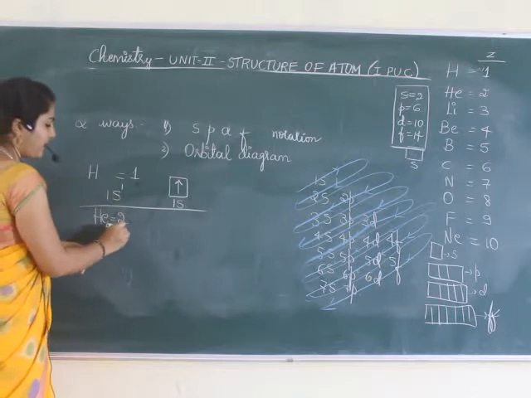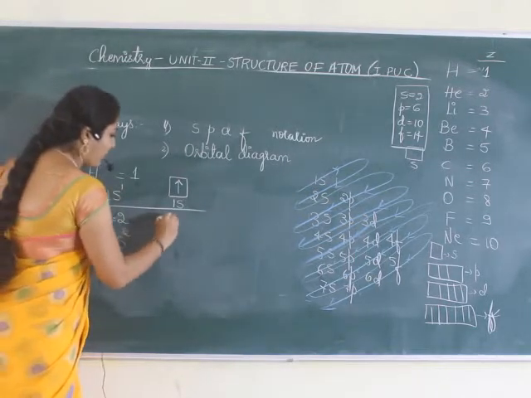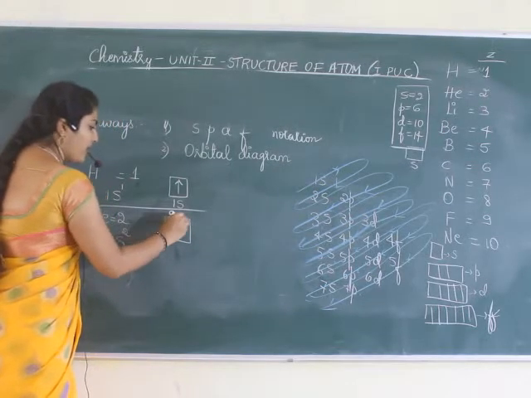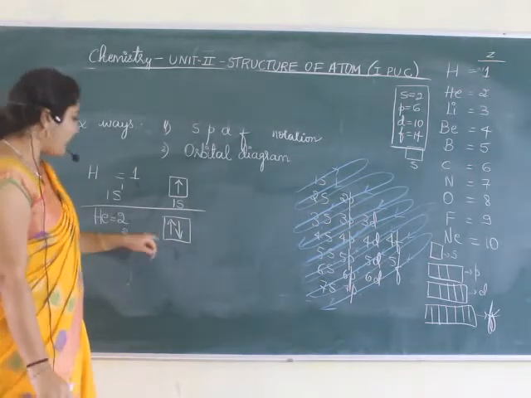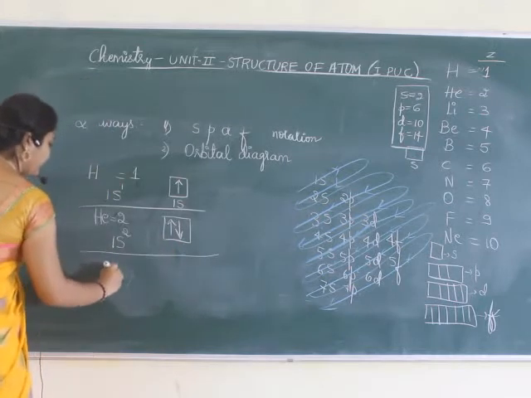Where it adds? 1s, 2 it becomes. 1 plus 1, 2. So how should I write the orbital diagram here? There was one electron already. Now one more electron has been added. So helium 2.